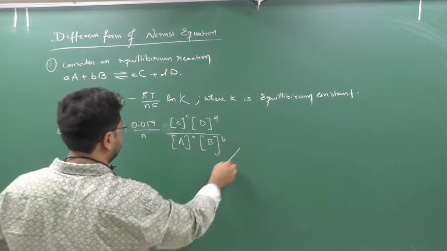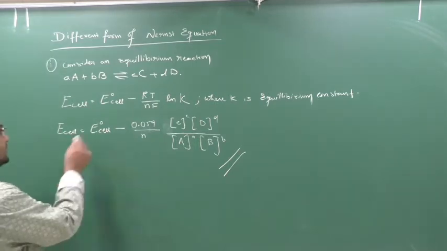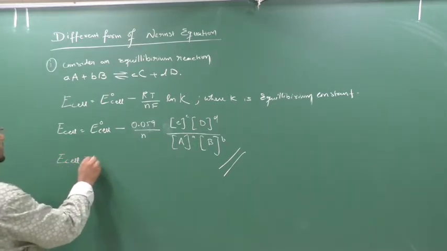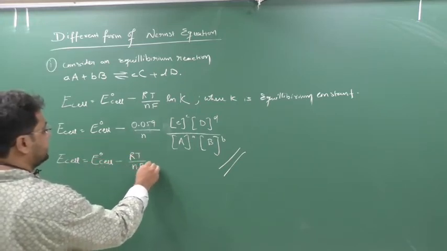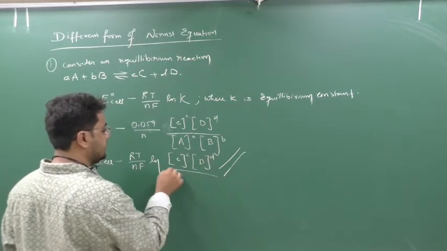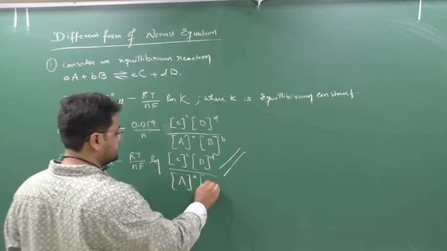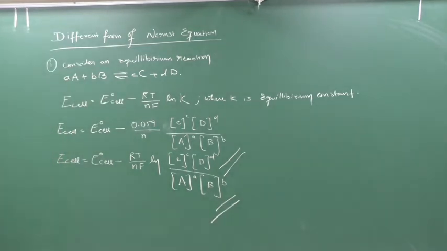So this is your final Nernst equation based on the equilibrium reaction. Write this down. We will solve a number of questions based on this, not an issue. Clear? So this is one equation. Another form I can write is E cell equals E naught cell minus RT upon nF ln of concentration of C upon concentration of D, upon concentration of A and concentration of B. This is also the Nernst equation, clear? Write this down.